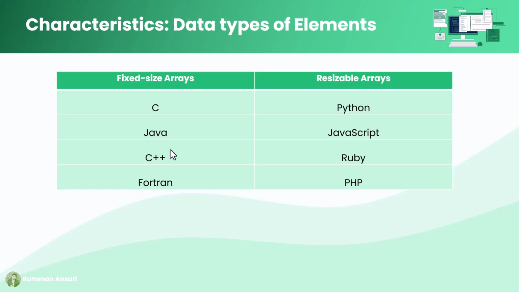If you want examples, here is our example: in the case of the C programming language, Java, C++, Fortran, these are all fixed size arrays, and for Python, JavaScript, Ruby, PHP, in these programming languages you can resize the array at runtime. Okay, so this is the example. So I hope now it's clear what an array is, and I have explained three different characteristics in this particular session. In the next sessions we will try to understand more concepts of arrays, and we will dive into the coding. So thanks for watching this video.